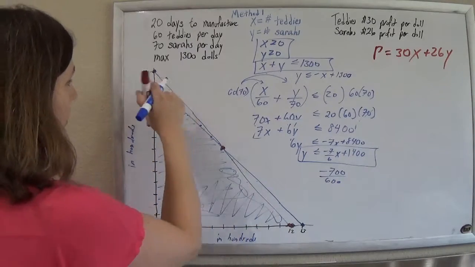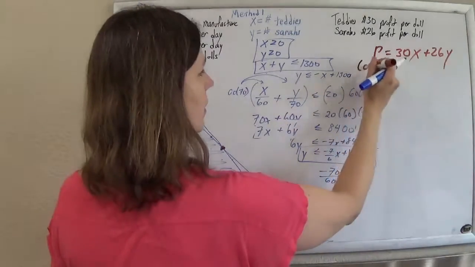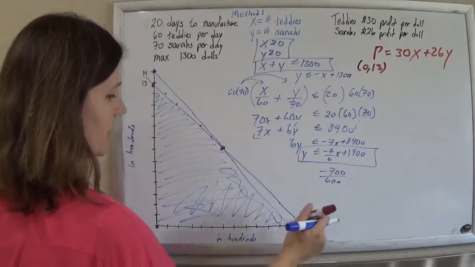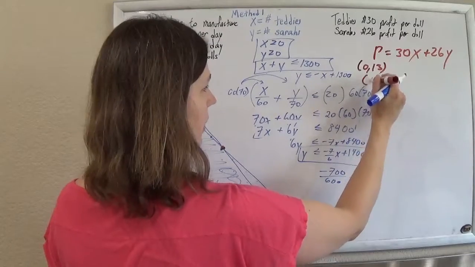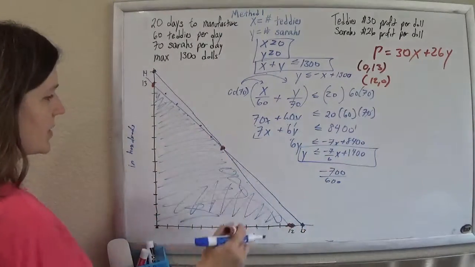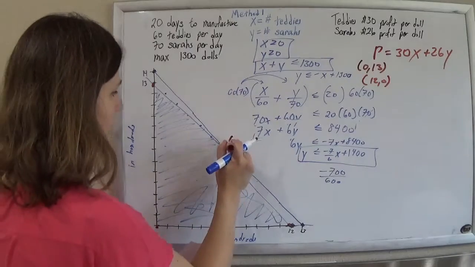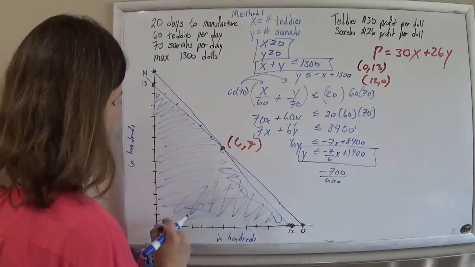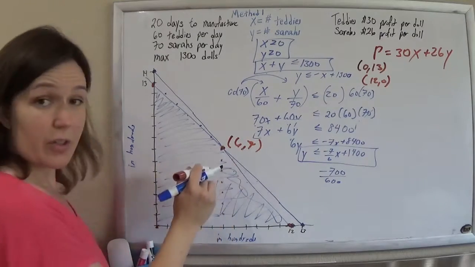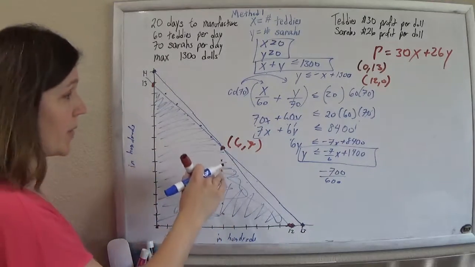And I can see that one point here is 0, 13. And I can see this point down here is 12, 0. And this point here where the lines intersect, if I had graphed it nicely, it should be 6, 7. 1, 2, 3, 4, 5, 6. 1, 2, 3, 4, 5, 6, 7. Looks about right. It comes out perfectly on graph paper.